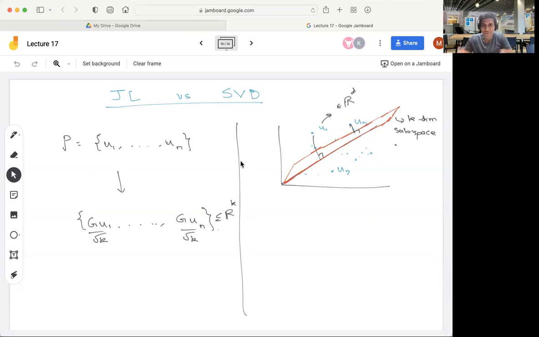Any thoughts on how these two processes compare, when to use one or the other, or what might be similarities or differences between them? First, do you agree that these are both methods of dimension reduction?